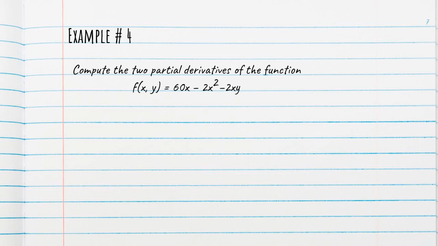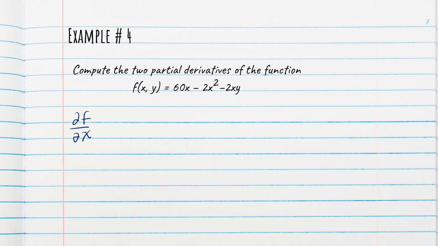In this fourth example, we're going to compute the two partial derivatives of the function f equals 60x minus 2x squared minus 2xy. So this is a little different from some of our previous examples because it has three terms. Some of the terms have just x, some of them have x and y, and also we have powers that are greater than 1. We'll start with the partial derivative with respect to x.